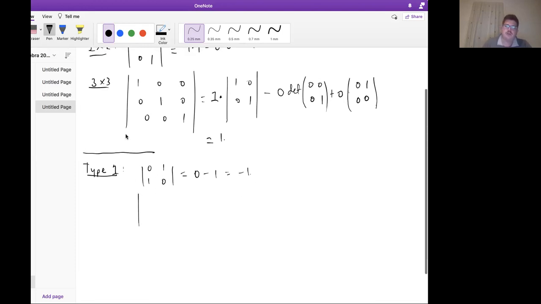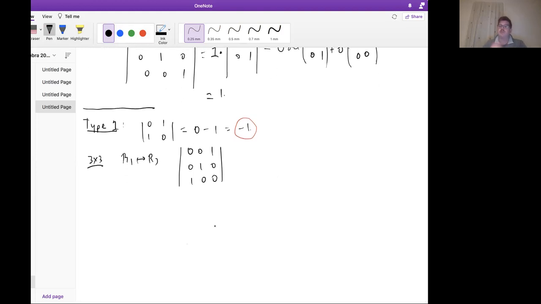Now let's do good practice. Someone tell me the row swap matrix, row 1 swap row 3, for a 3 by 3. What's the row 1 swap row 3? Yeah, the determinant's going to be negative. Here it is. Yeah, so 0, 0, 1, 0, 1, 0, and 1, 0, 0. Good. This is the row 1 swap row 3.